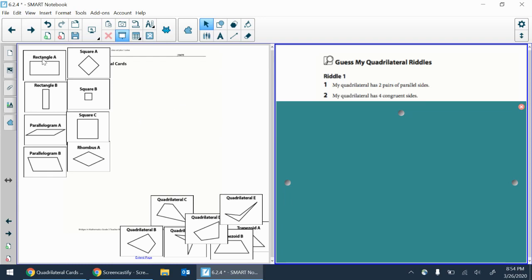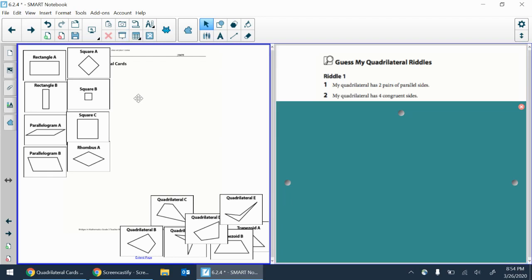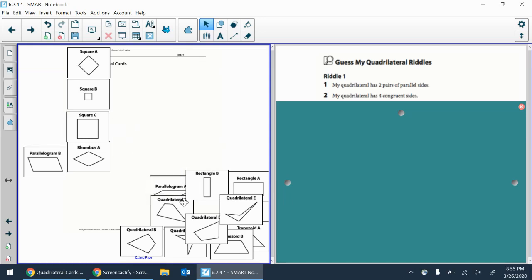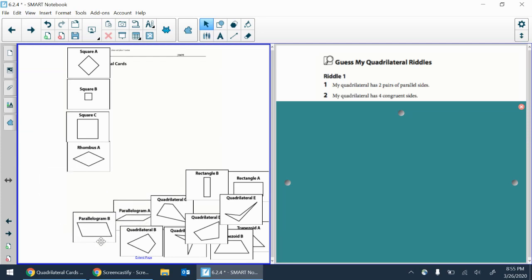So a rectangle, do all of the sides, are they the same? They are not. So I need 4 sides that are the same. So I'm going to put that over here. That does not match. This one does not match. Does this parallelogram A have 4 congruent sides? No, it does not. This one does not have 4 congruent sides. Does this rhombus? Yes, they are all the same size. Square, that's exactly what the definition of a square is, having 4 congruent sides. So they're all going to stay here.